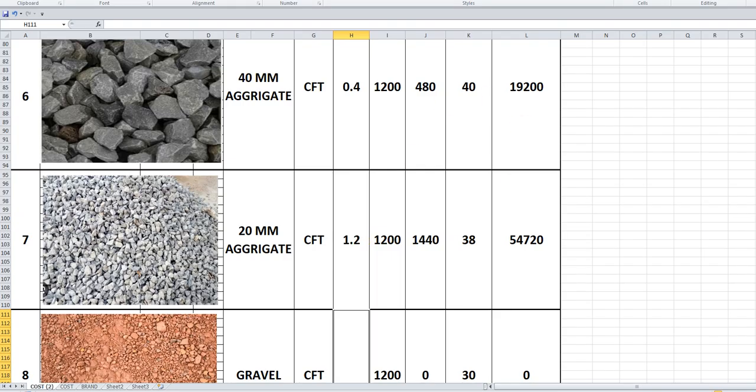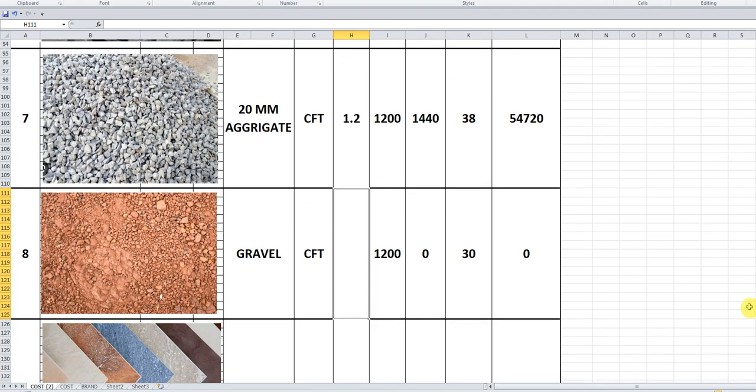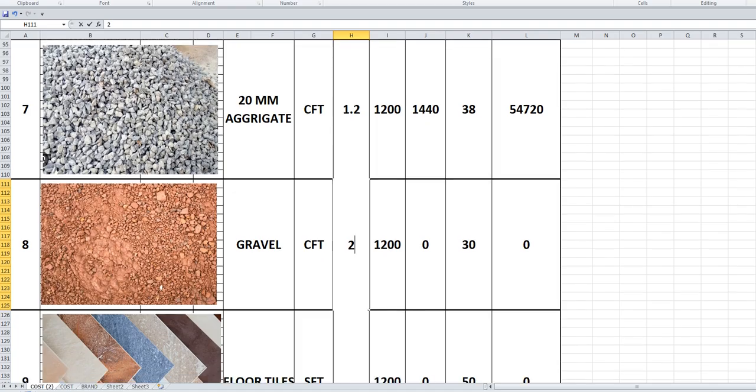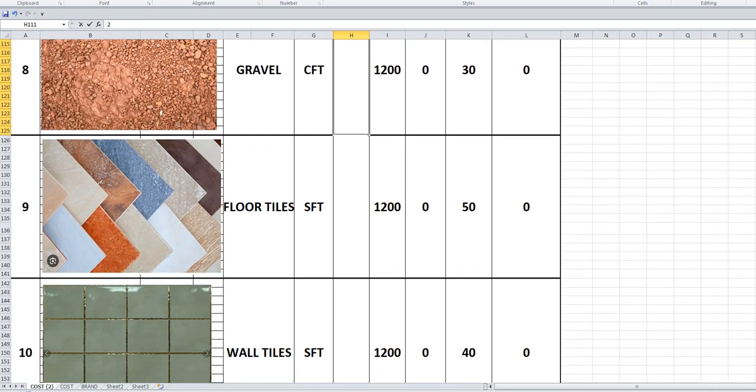Gravel is mostly used where the soil is clay or black cotton soil. In the plinth filling as well as in the setback areas, you may require gravel as well. So gravel is widely used. I'm taking it as 2 CFT per square feet. It is variable. If the soil is good, then this may reduce. If the plinth height gets more, then this quantity will become more.